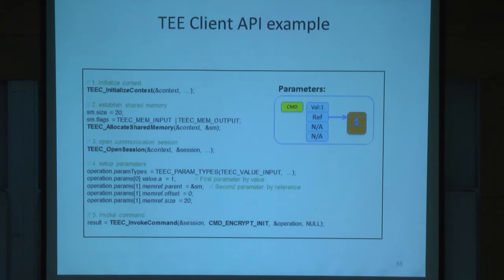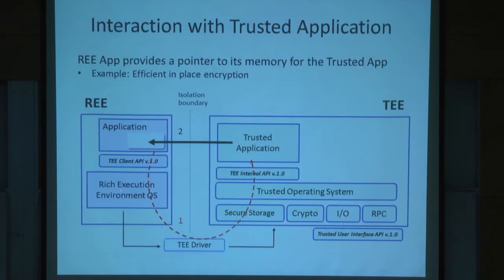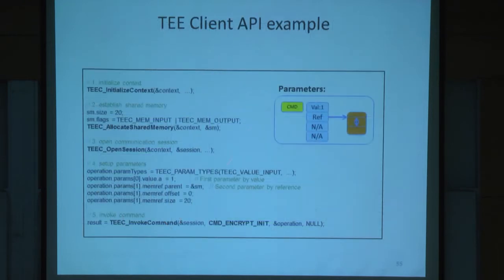So the client API, the API that you see here, is actually very simple. It doesn't really understand anything about trusted applications as such. It essentially gives you a pipe to open a channel, say I want to run this application, and then invoke commands in that application. So you set up an application that you want to run. You set up input output parameters.